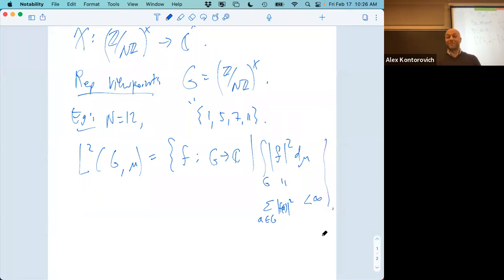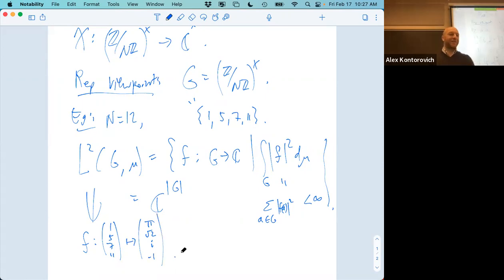And of course, I have good news. So this is just C to the size of G, right? For every element, I just pick a complex number. That's the space. There's nothing interesting about this space. In other words, here's a sample function. I have to tell you what it does to 1, to 5, to 7, and to 11. So it sends 1 to pi, it sends 5 to root 2, it sends 7 to i, and it sends 11 to -1. Okay, that's a function.